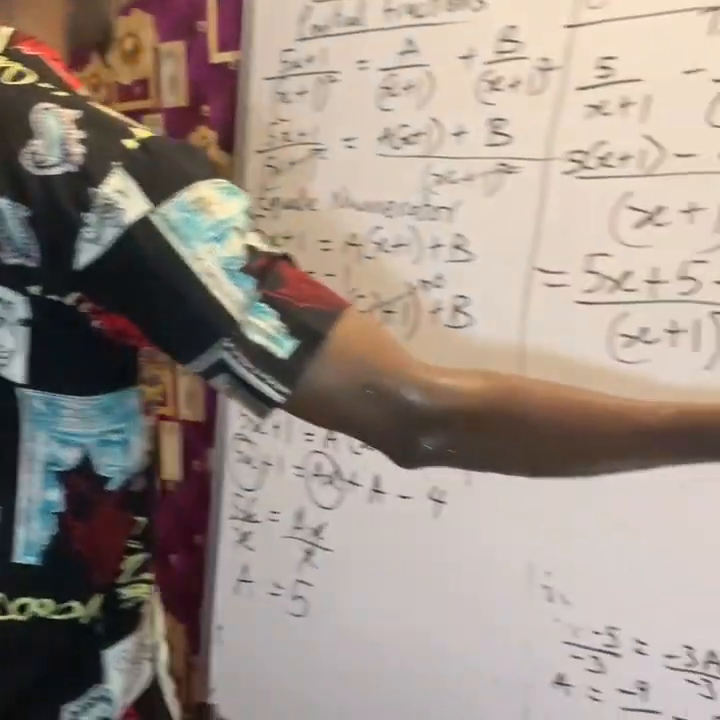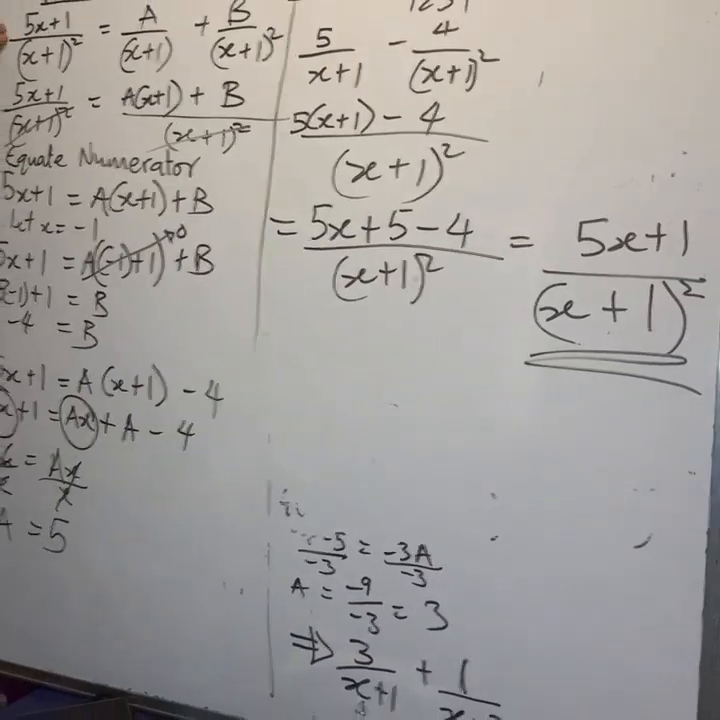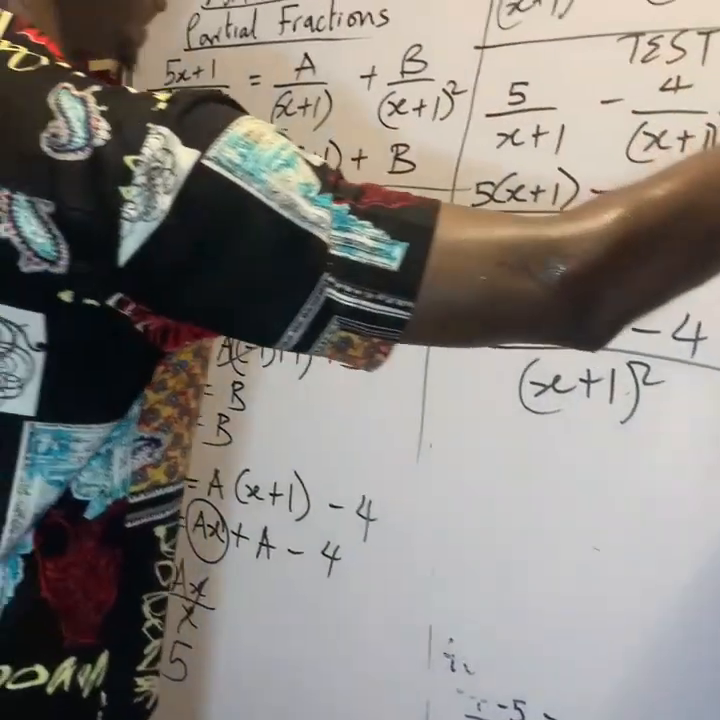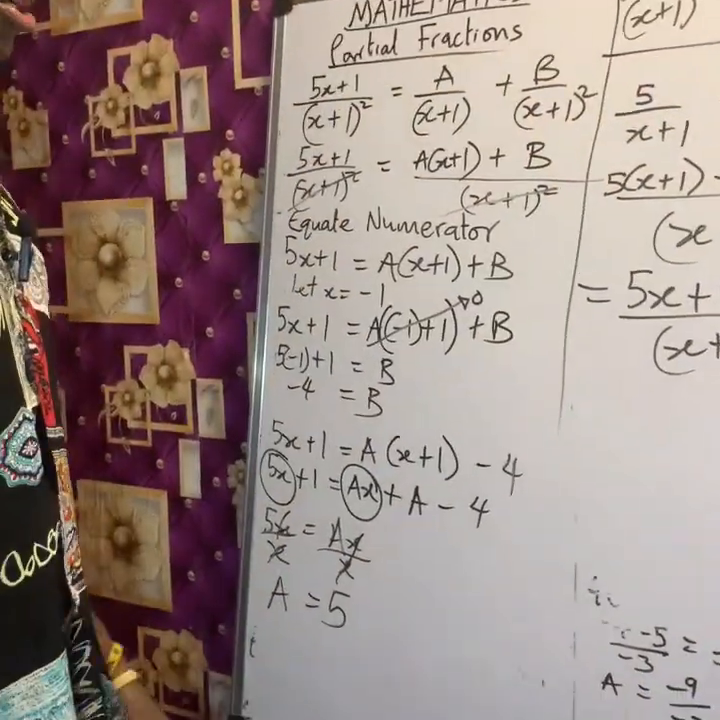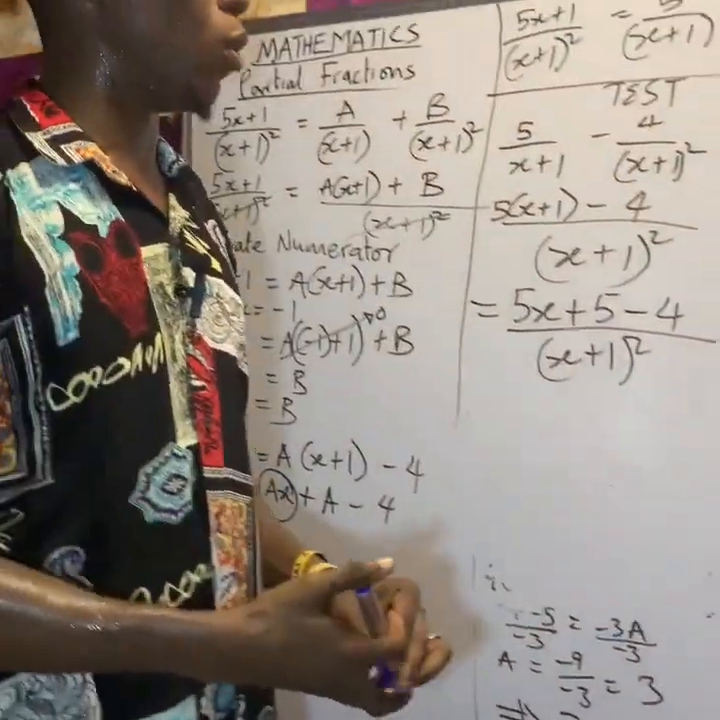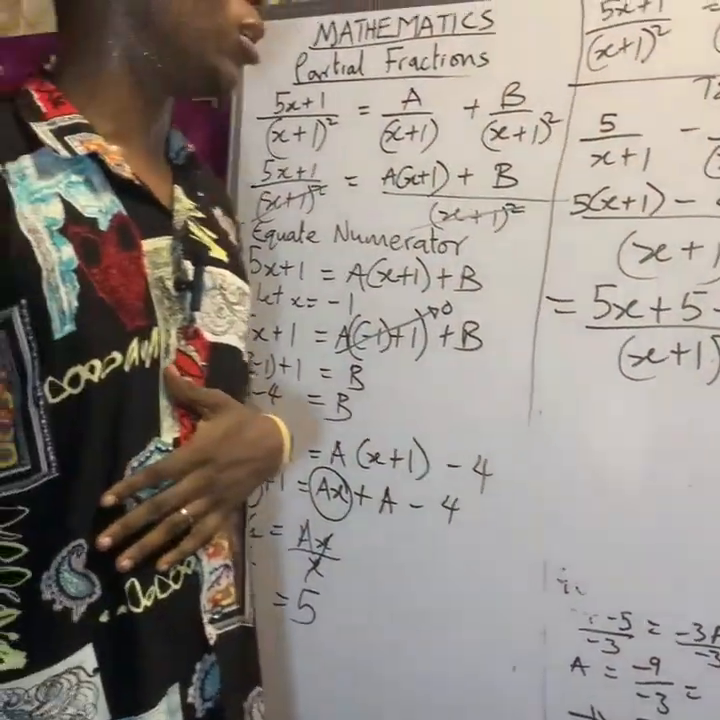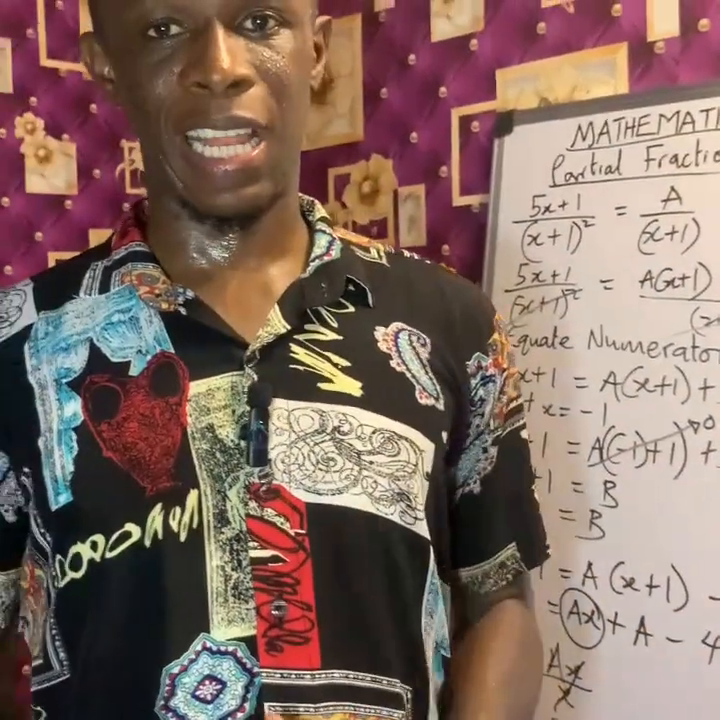You can see that this and this are the same. So this is our answer for resolving to partial fractions. You are correct. So thank you very much for watching. We are going to be having the one that has quadratic factors in the next class.